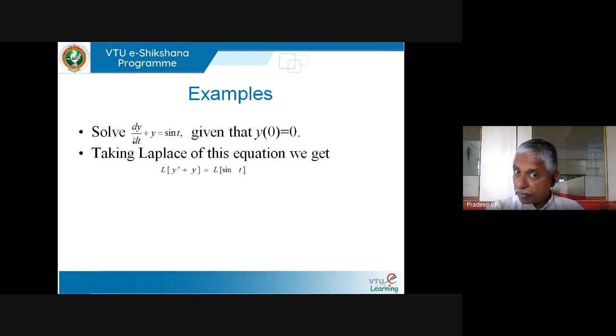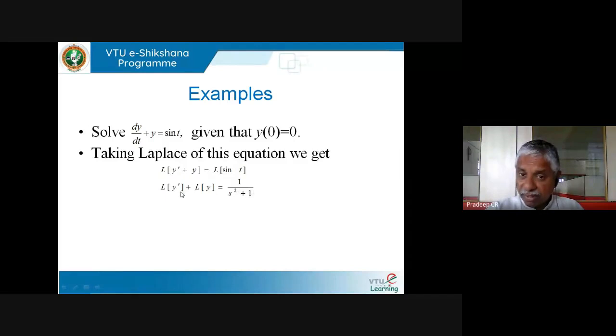Now I will use properties of Laplace transform which I have studied all these days. Laplace is a linear operator, so L of y dash plus y is the same as Laplace of y dash plus Laplace of y. And Laplace of sine t is 1 by s square plus 1. I know it by using the standard table of Laplace transforms. Now I basically want to find small y, remember that. So the procedure is L of y dash plus L of y equal to 1 by s square plus 1.